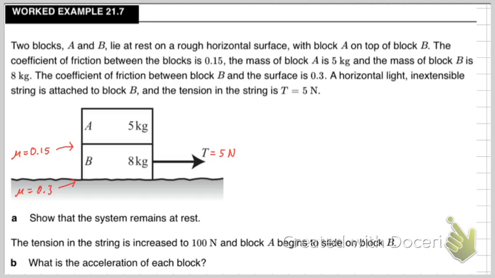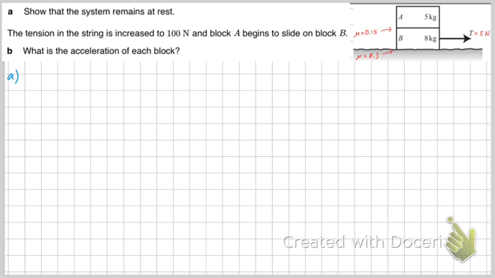So I'm just going to take the relevant parts of that screen so I've got a bit more space, and here we are. Looking at part A, show that the system remains at rest. Just try to imagine yourself pulling on block B like that. 5 newtons is not very much, so we're pulling block B, but not very hard, and the whole thing isn't moving.